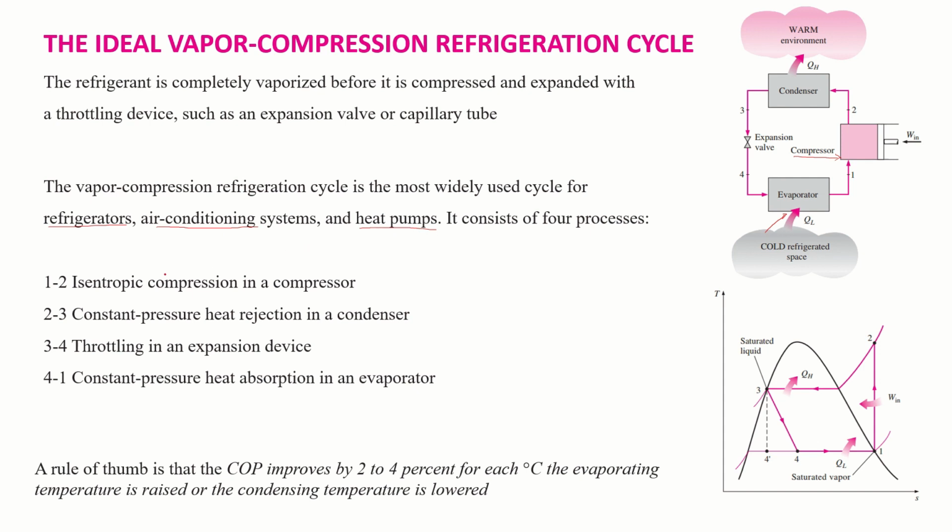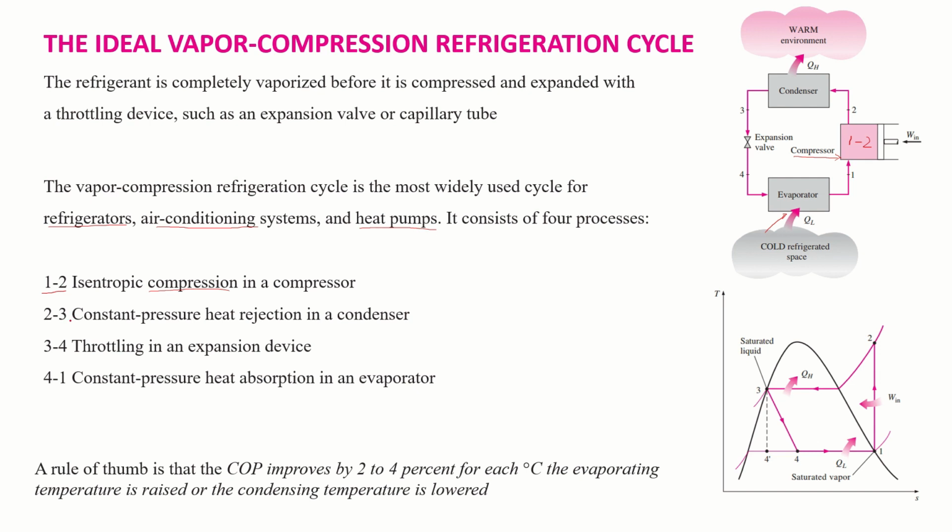Compression cycle consists of 4 processes. The first process between 1 to 2 is isentropic compression. This process is happening here in the compressor from 1 to 2. This process is isentropic compression.